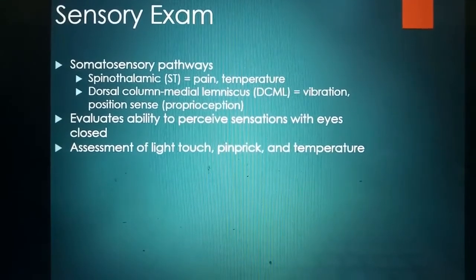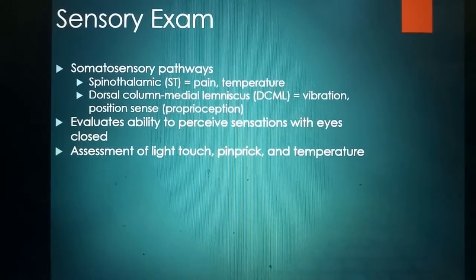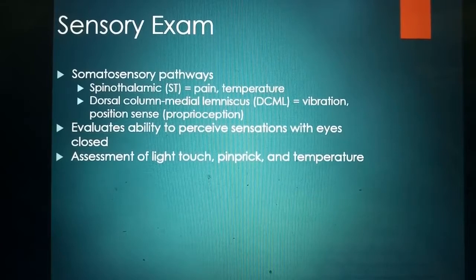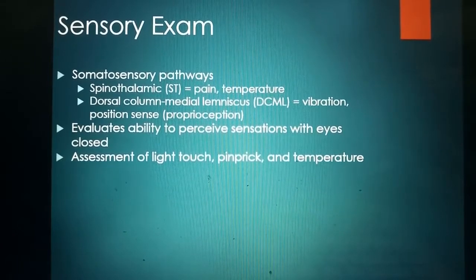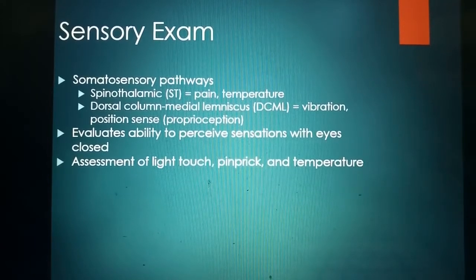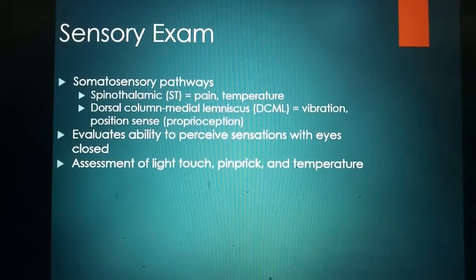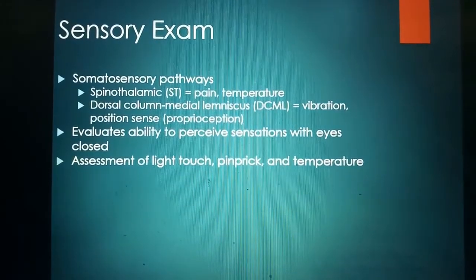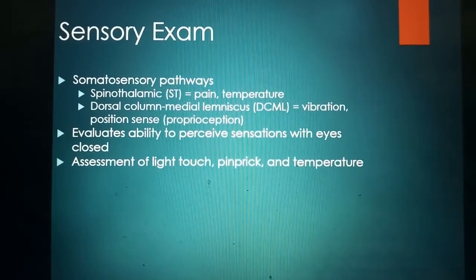If the person is given painful stimuli, we check whether they respond. If we touch them with hot and cold objects and they respond, then they have normal temperature sensation. For vibration sensation, you have a tuning fork to check for vibration. We also check for joint proprioception or position sense.